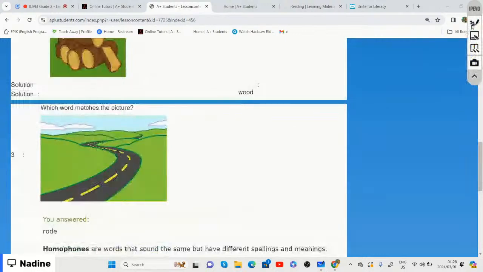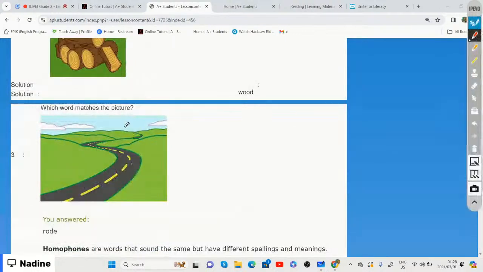All right, and then the last word before we go to our test. This is a road, right? So we need to choose the correct word. Is it rode or road? We need to choose one of these words that matches the picture. Rode or road, R-O-D-E or R-O-A-D.